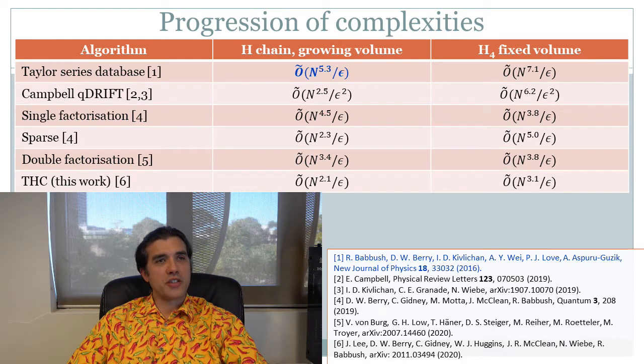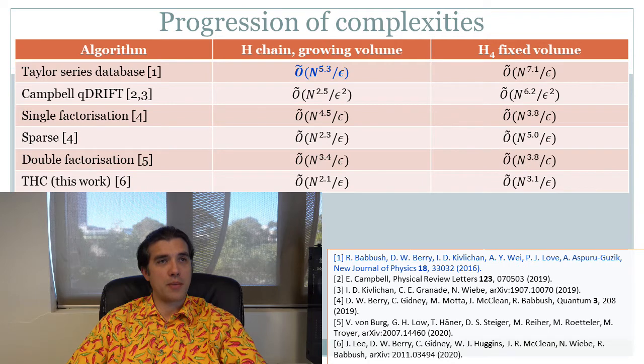The first result here is our approach from 2016 with the Taylor series. The complexity for the thermodynamic limit goes as n to the power of 5.3. We estimated that scaling using numerics in this new paper. For our new scaling using THC, we have a power of only 2.1, which is a dramatic improvement.